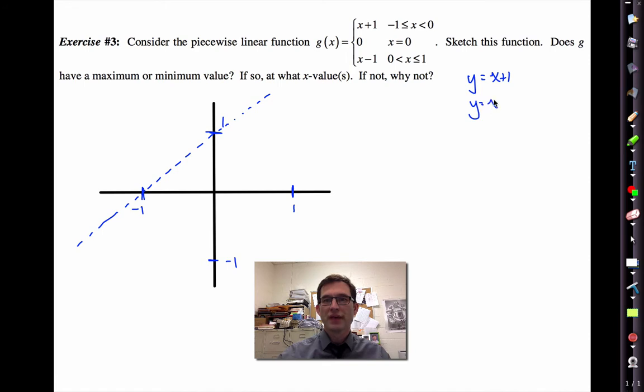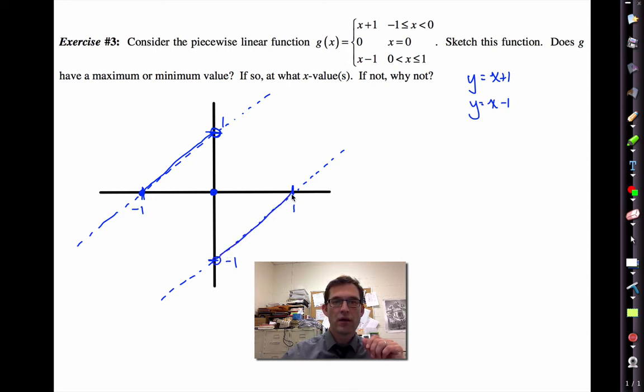Y equals x minus 1 is going to be a line that looks like this. And of course the point 0, 0 looks like this. Now we've got x plus 1 from -1 to 0, so that's going to go from here all the way to here. Then we have this one from 0 to 1, and we have that. So there's our sketch.